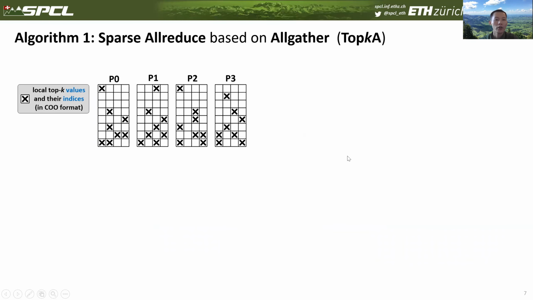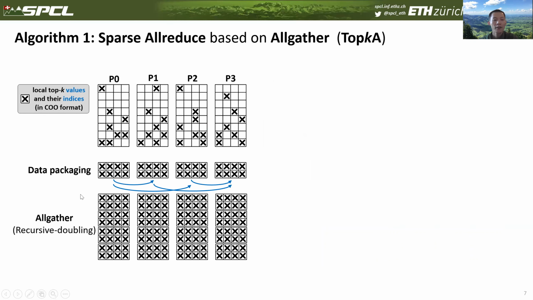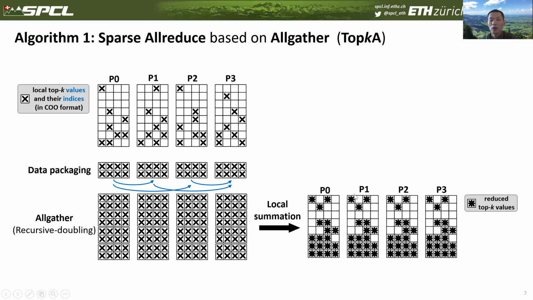There are several algorithms. The first and also the most simple one is the allgather-based sparse Allreduce. We use TopKA for brevity. So in the first step, all workers will select the local TopK values and their index. And after that, each worker will package the sparse gradient into a consecutive buffer. And then it will conduct a standard all-gather operation to gather the sparse gradient. And at last, each worker will do local summation to produce the reduced TopK value.